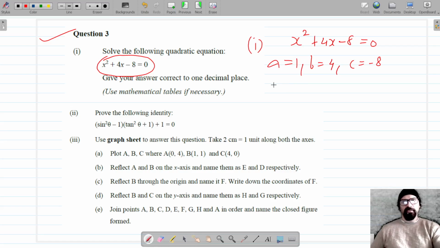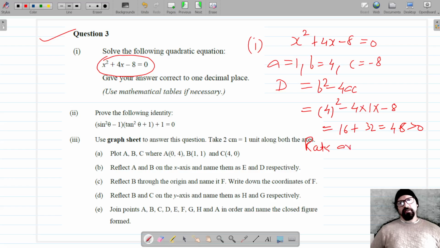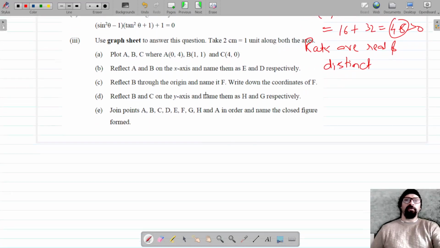So we are going to find D, the discriminant, which is b squared minus 4ac. b is 4, squared, minus 4 into a, which is 1, into c, which is negative 8. So this is 16 plus 32, which gives me 48. 48 is greater than 0, so the roots are real and distinct. And because this is not a perfect square, we are going to use the quadratic formula.